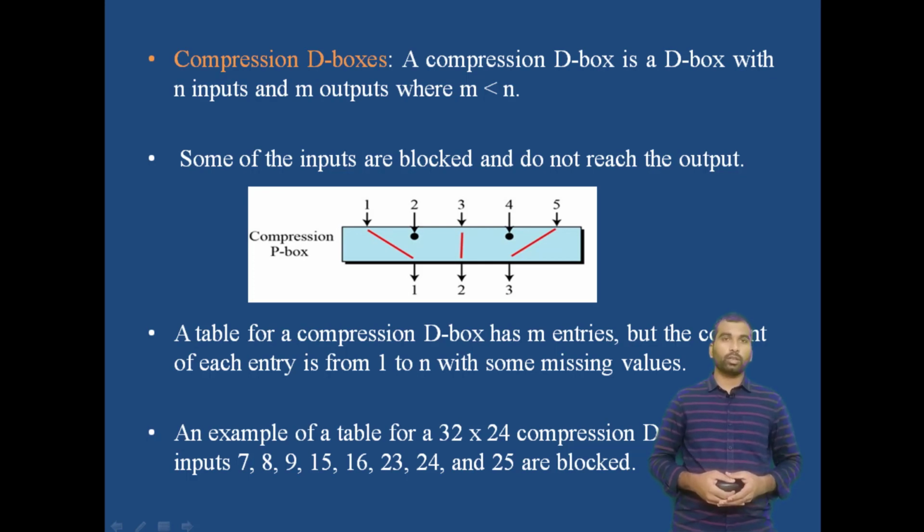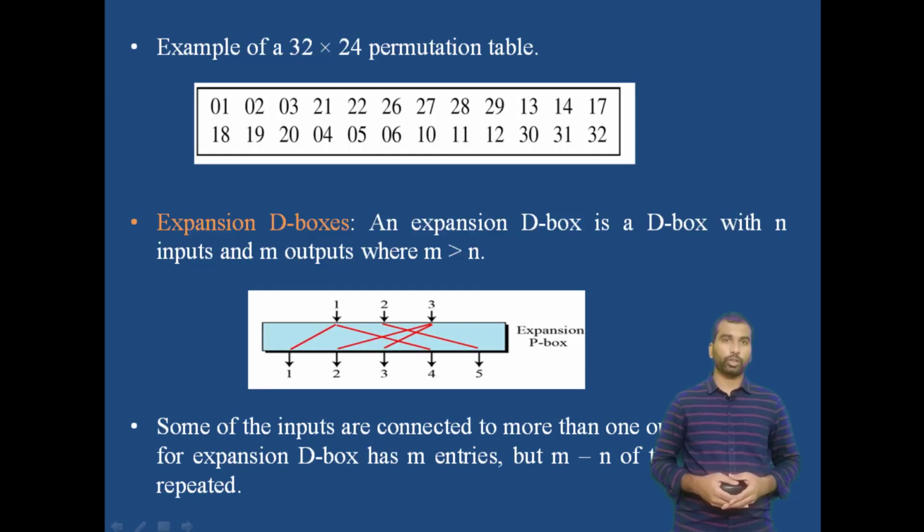You can see the example here, a 32 by 24 permutation table. We have 1 to 32 bits, and out of those 32 bits, we are missing 8 bits. The inputs 7, 8, 9, 15, 16, 23, 24 and 25 are blocked. The remaining bits are represented in the table, that means we have m outputs.